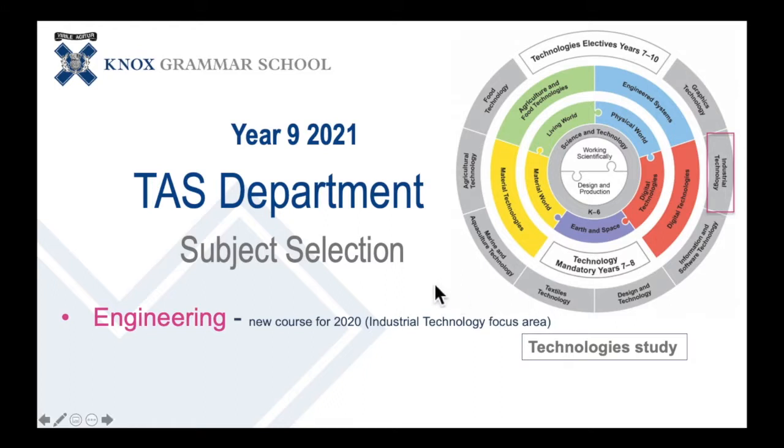So engineering was a new course for 2020. So the Year 9 cohort are currently going through this at the moment, and the 2021 Year 9 cohort will be the second cohort to go through this particular course. This is actually part of the industrial technology stream. However, it is a little bit more theoretical than industrial technology, timber, and metal.